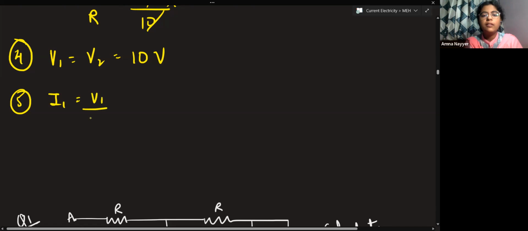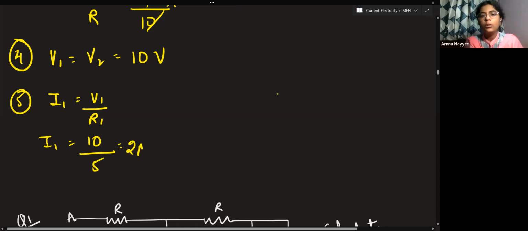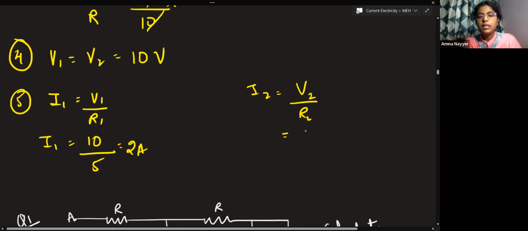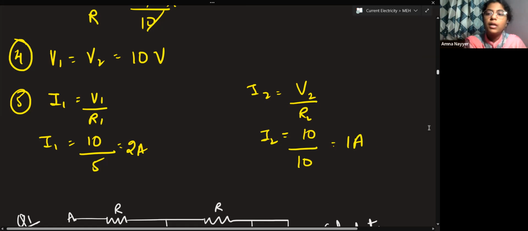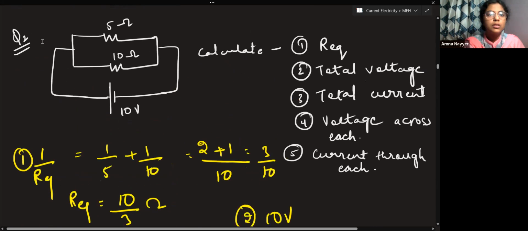I1 will be equal to V1 divided by R1. So I1 becomes 10 divided by the first one. Yes, Fahad, I'm scrolling up. 10 divided by 5, that is 2 amperes. And I2 will be what? That becomes V2 divided by R2. That is 10 divided by 10, that is 1 ampere. So you can see this 2 amperes plus 1 ampere gives you 3 amperes. We had calculated 3 amperes with the help of this only. So 3 amperes is matched.